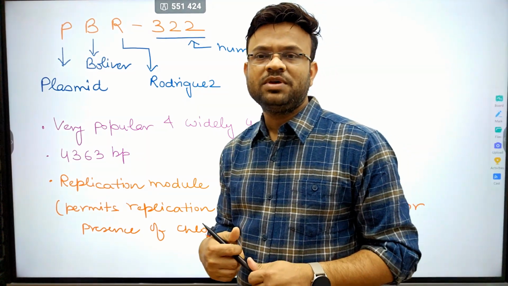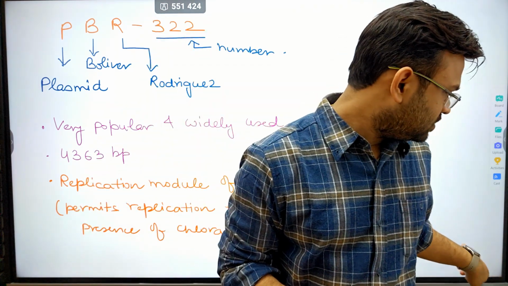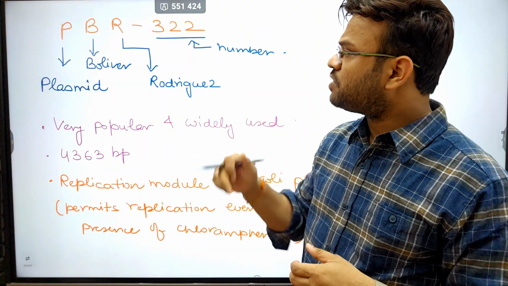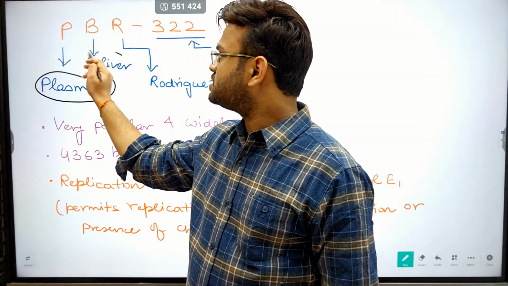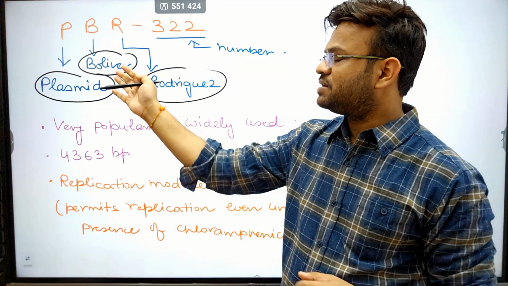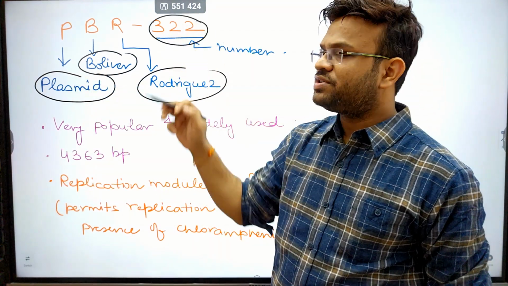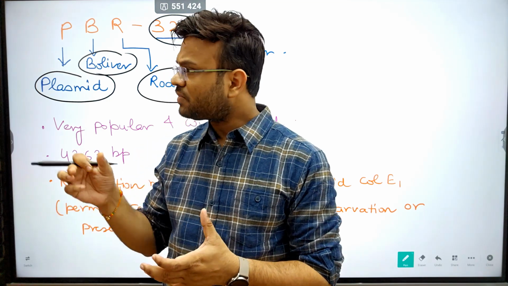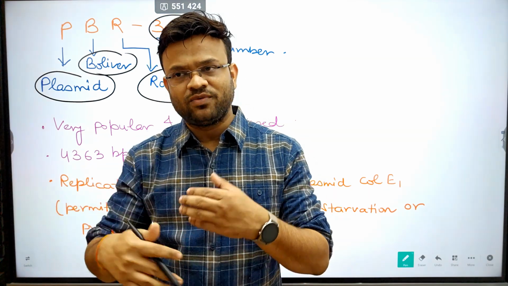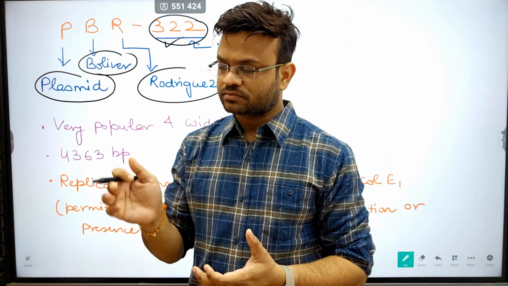Now, talking about the PBR322 plasmid, what is the meaning of PBR322? Let us first discuss this. If I talk about the full form of PBR, P means plasmid, B means Bolivar, and R means Rodriguez. So PBR322 is named after the two scientists who discovered it, Bolivar and Rodriguez. 322 is the number at which this particular plasmid was obtained. There would have been numerous plasmids that they made, but this worked out, PBR322 worked out, and that is why this name has been given.